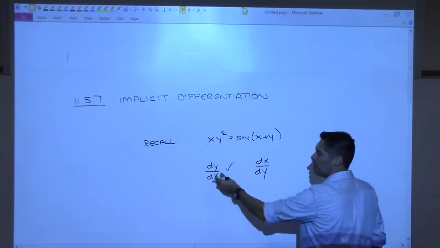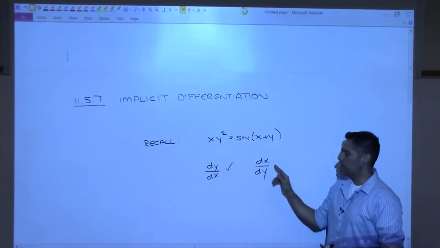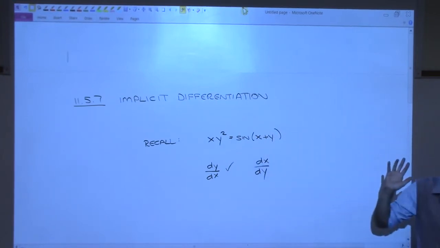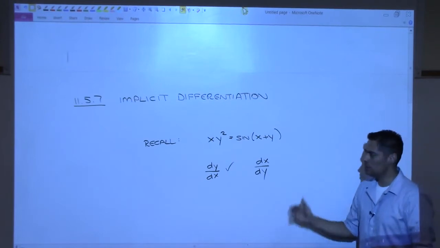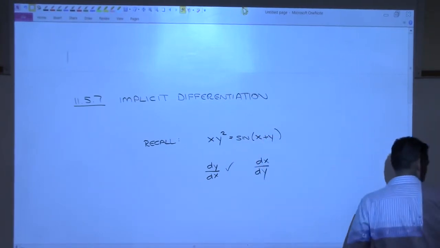If we do dy/dx, that means we treat y like it depends on x, and here we treat x like it depends on y. And so we take a derivative on both sides, right? That's the way implicit worked. Should I work through this or no? No? Okay, so just recall that.